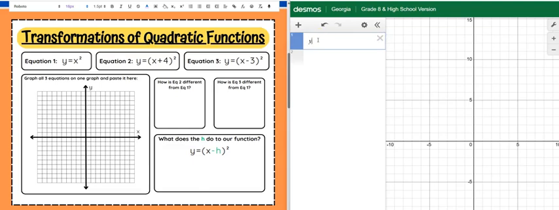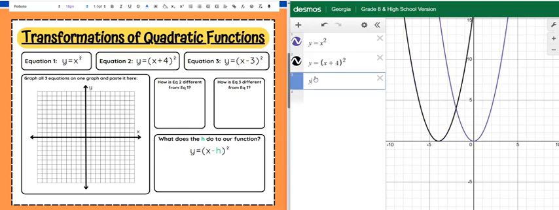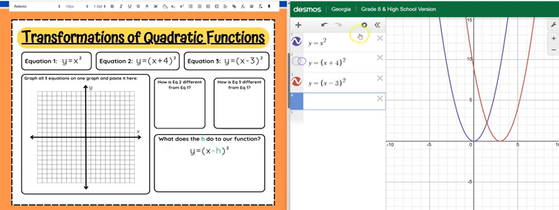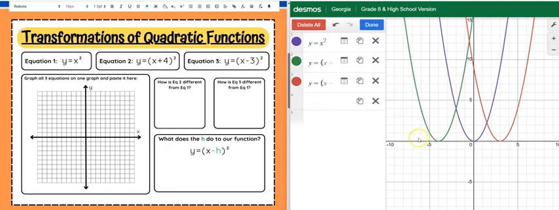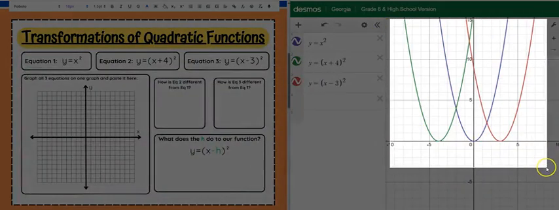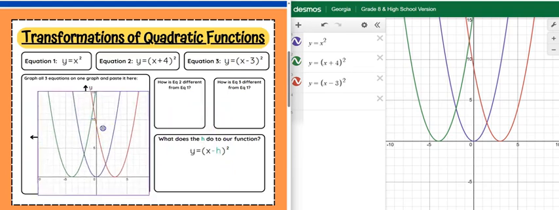All right, on our next page, we're going to keep y equals x squared, our basic one. We're going to add in y equals parentheses this time, x plus 4, all squared, and y equals x minus 3, all squared. I'm actually going to change the color of this one. Let's make this green. It'll show up a little bit better. So I've got a purple, a green, and a red. Let's take a picture of that and put that into our notes.